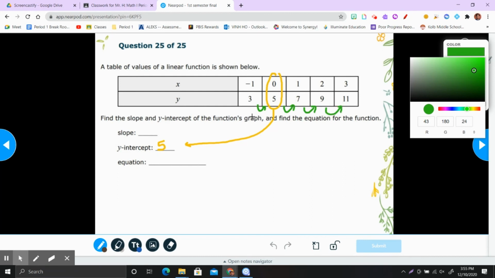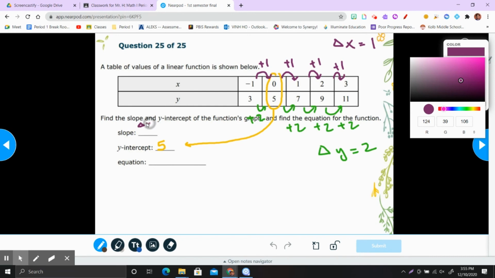3 to get 5, you add 2. 5 to get 7, you add 2. 7 to get 9, you add 2. So the pattern is adding 2. Delta y is 2. Now what is the pattern in x? Negative 1 to get 0, you add 1. 0 to get 1, you add 1. So the pattern of x, delta x, is 1.